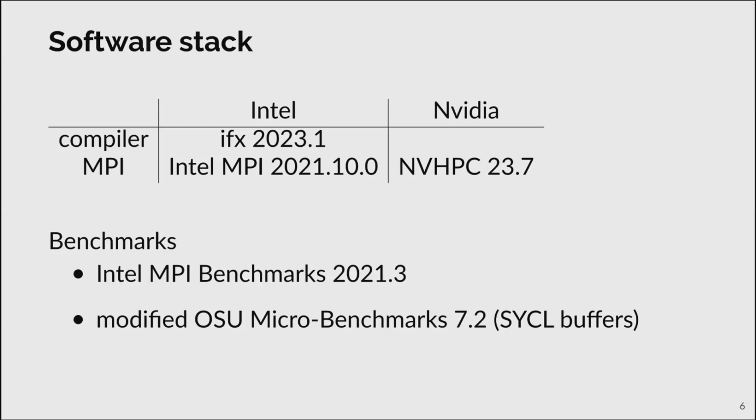For the benchmarks, we used the Intel MPI benchmarks in version 21.3. It's the version which has support for the Intel GPUs. And we also used the OSU micro benchmarks, modified by us so that they support the SYCL buffers, so we can use them on the NVIDIA GPUs. I was a little surprised when I looked inside the Intel MPI benchmarks, because they allocate the buffers not using SYCL, which is the preferred mode of programming of the GPU class, but they use Level Zero low-level calls directly. No idea why they did it, but it is the way.